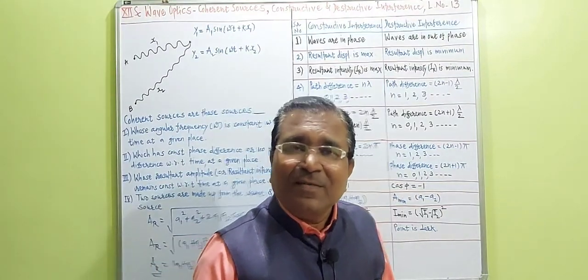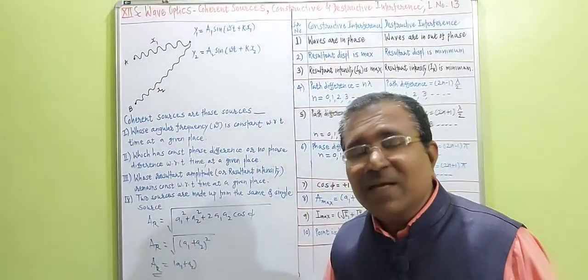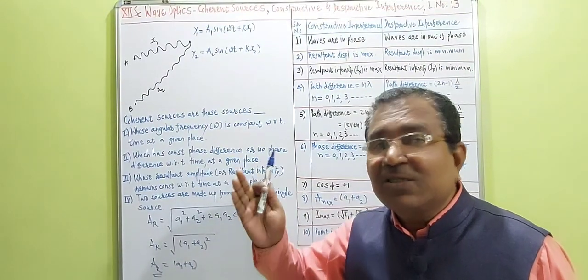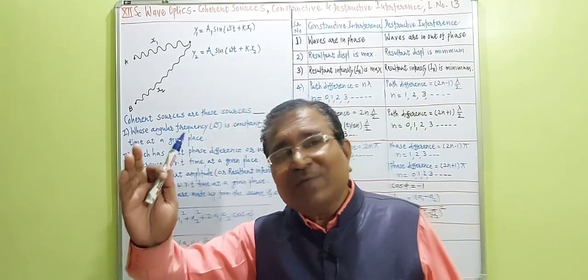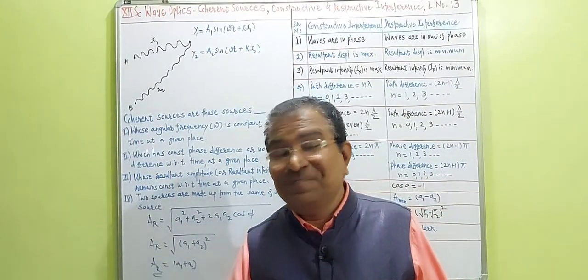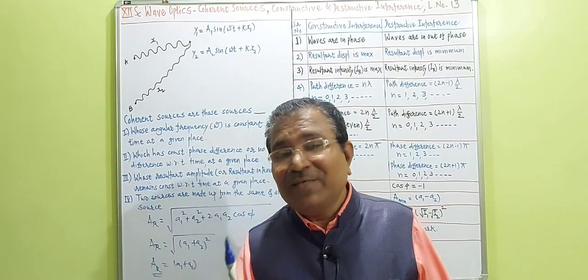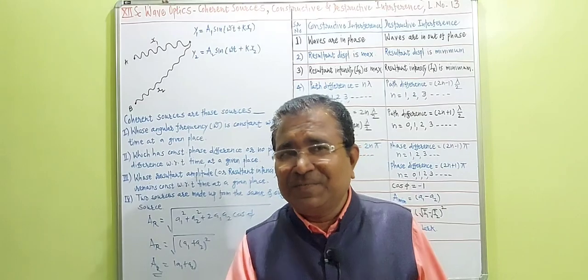Very simple. For that purpose, remember this formula that I have already told in the 12th lecture. So go back to the 12th lecture, listen to that lecture and come here again. Then and only then you will understand wave optics very clearly. See here.